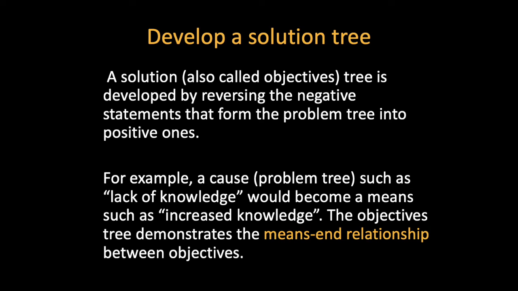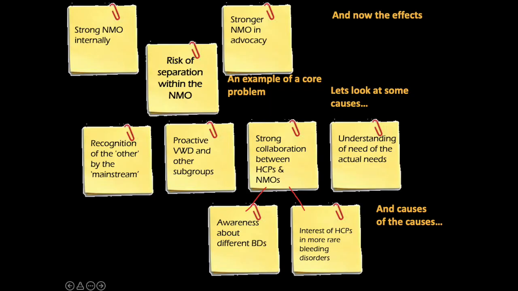So let's look at our tree that we have here on the post-it. Risk of separation within an NMO. This I have not changed, but here, let's say averted risk. So in the positive, no risk of separation within NMO. The effects of that would be strong NMO internally, and also strong NMO in terms of advocacy.